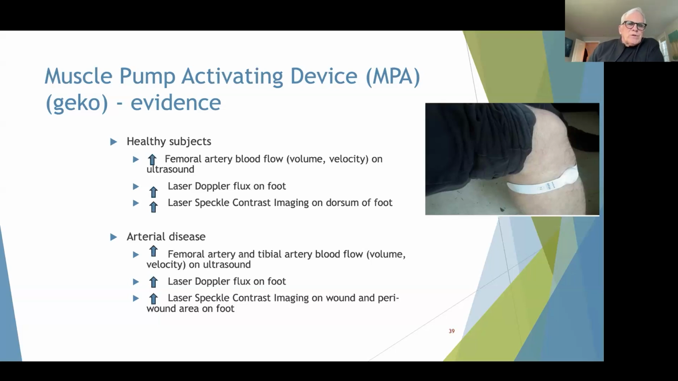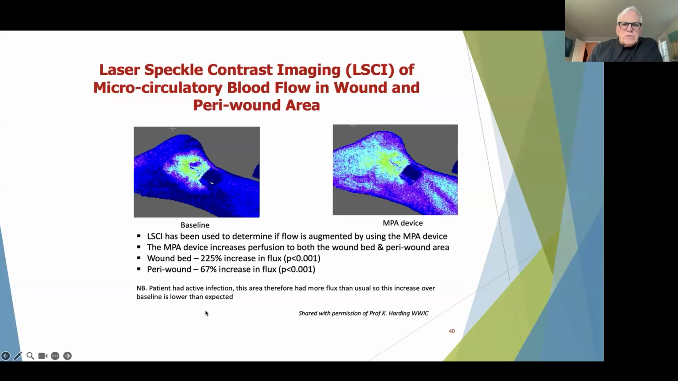But in addition, in patients with arterial disease, there's once again good evidence that it improves laser Doppler flux on the foot, and with laser speckle contrast imaging, we see the same thing as well. So there are studies, and I'm just going to show you that same slide again, but the same is true for arterial ulcers as is for venous ulcers. And indeed, there's a further study on diabetic foot ulcers that shows that if you use the muscle pump activation device, you get an improvement in the microcirculation, both in the wound bed, but in the tissues around the wound bed.